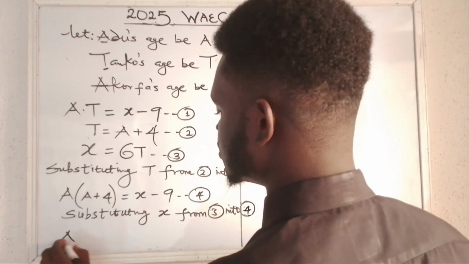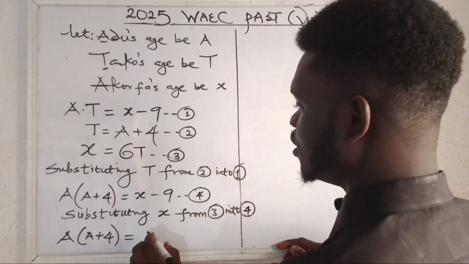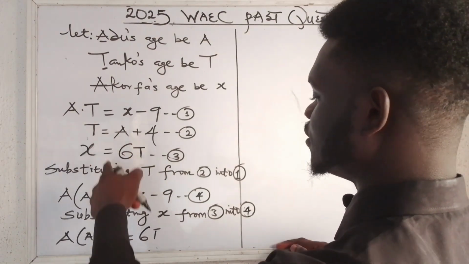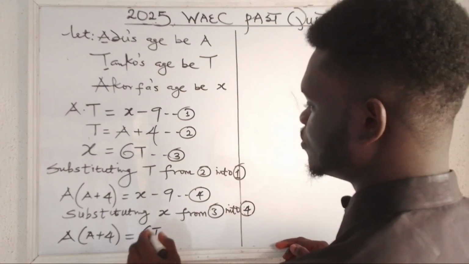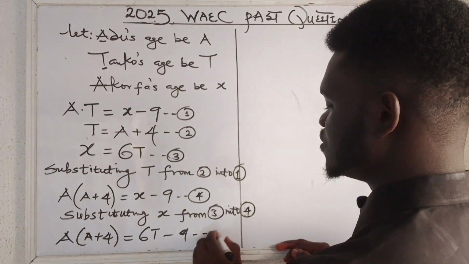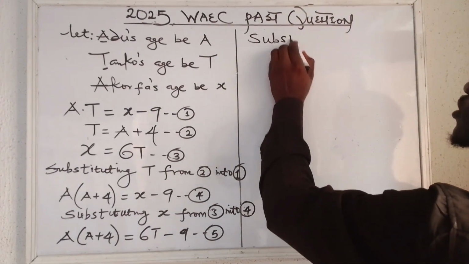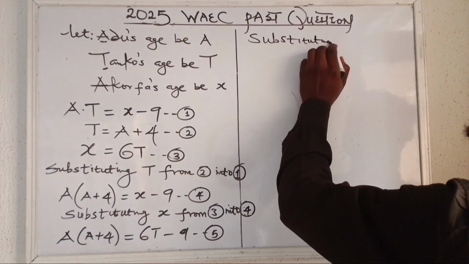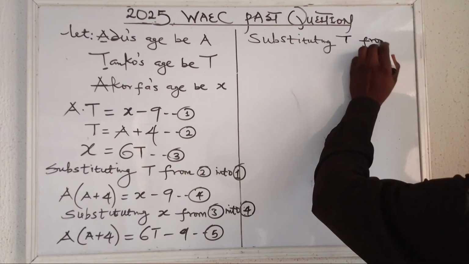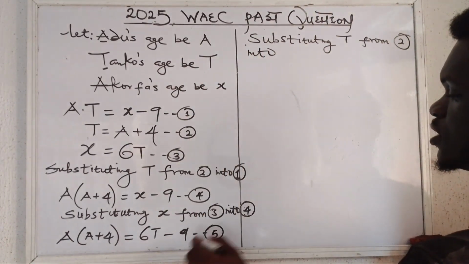If you do that, you are going to get A plus 4 equals, what is X now from 3? It is 6T. But we need T. So let me just put brackets so that we don't make too many ambiguities: 6 times T minus 9. So I think we should make this equation 5. Then from here, we can say substituting now. If you understand your substitution very well, you know what to do. Substituting T from 2 again into 5.